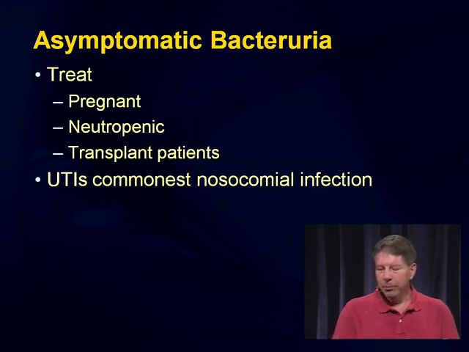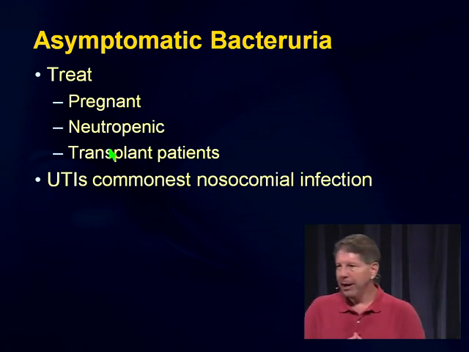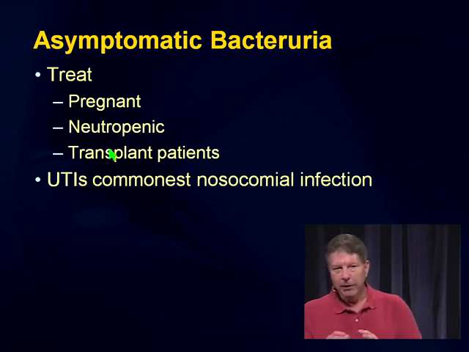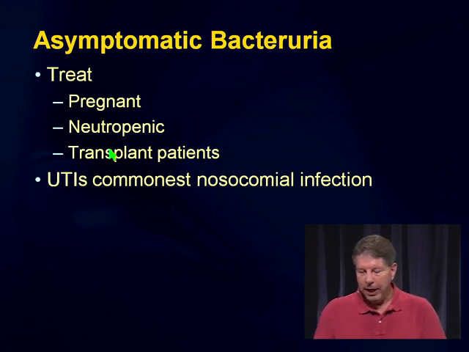You're obviously treating a neutropenic patient. The one that fell off of here, you notice, is no longer here, is diabetics. So we used to treat diabetics with asymptomatic bacteriuria. We don't anymore. They don't have any increased risk compared to the regular population. If they ask you about the most common nosocomial infection in a regular children's hospital, it would be UTIs.